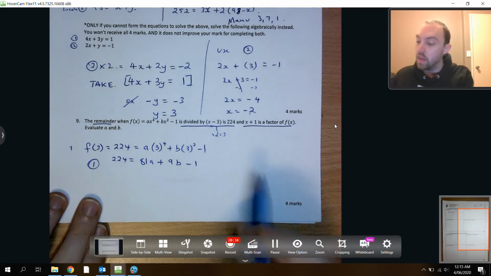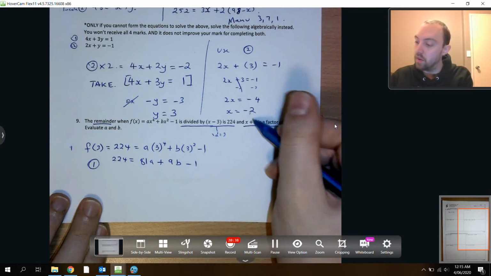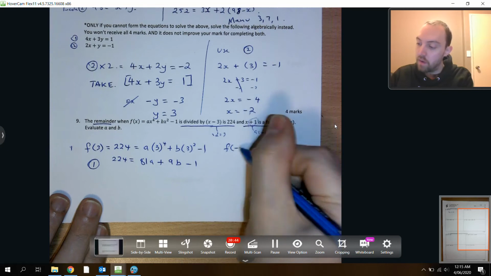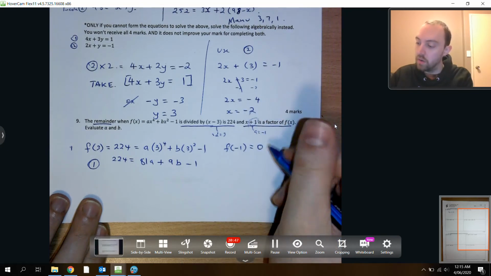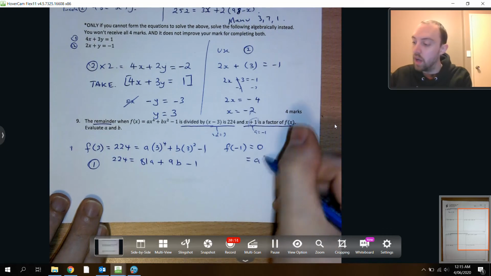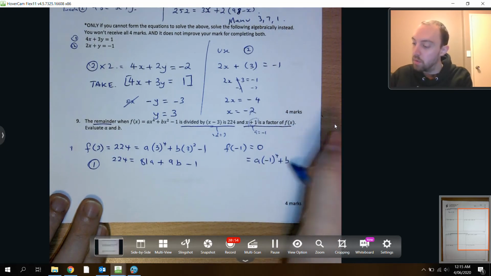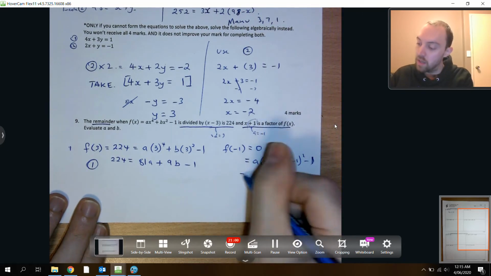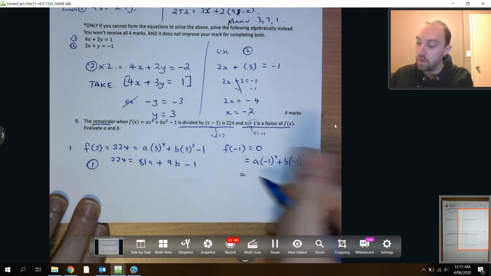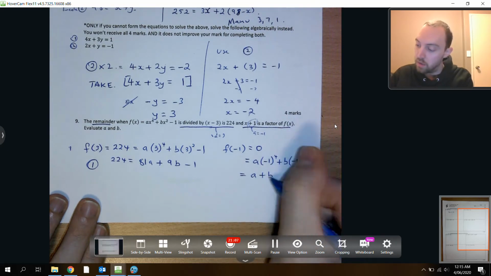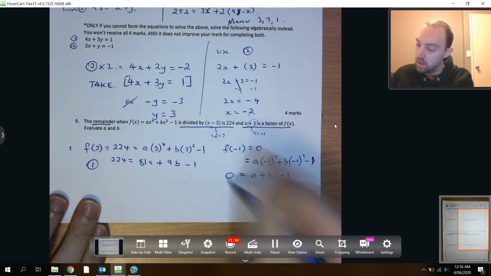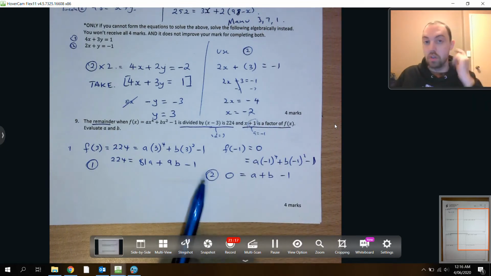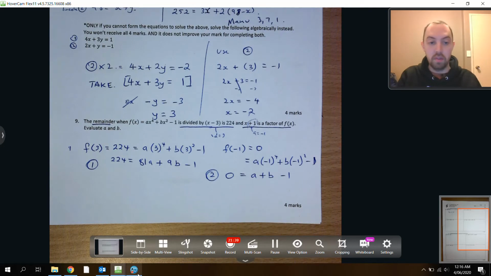The other part of information: x plus 1 is a factor. So with x plus 1, we're talking about a is negative 1. f of negative 1 is equal to 0, which is also equal to a times negative 1 to the power of 4 plus b times negative 1 squared take 1. I am running off the edge of the page now, but negative 1 to the power of 4 is an even power, so the negative is going to cancel. A plus b take 1 is equal to 0. There's my second equation. 2 equations, 2 unknowns. I'm going to go with my simultaneous equations.